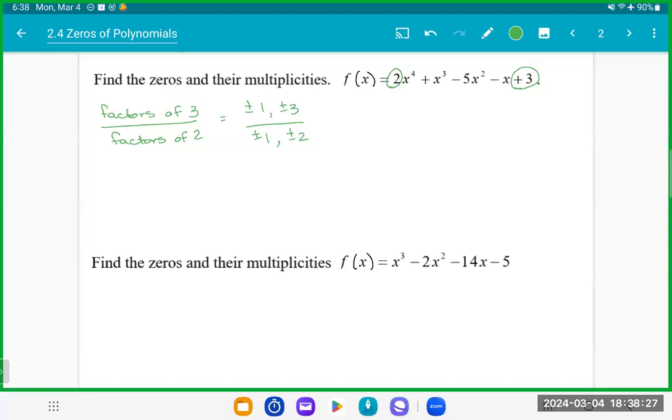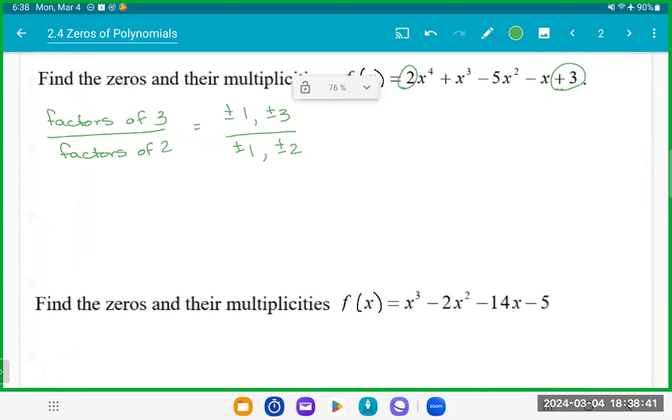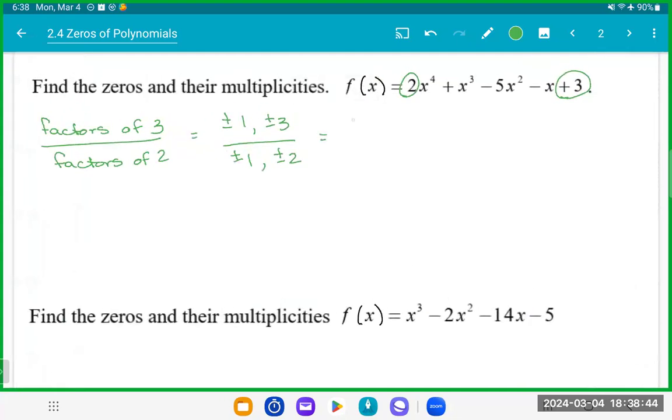So I'm going to write this one just slightly different, because last time you remember I did the 1 and over each of those. This time let's do every numerator over 1 and then every numerator over 2. Either way is fine. I'm just showing you different ways. So this one would be plus or minus 1 over 1, plus or minus 3 over 1, plus or minus 1 over 2, and plus or minus 3 over 2. So we have a total of 8 possible different zeros that we could have for this particular problem.